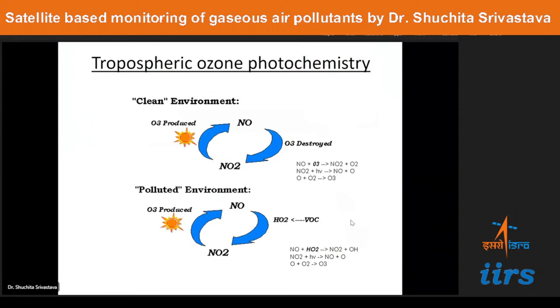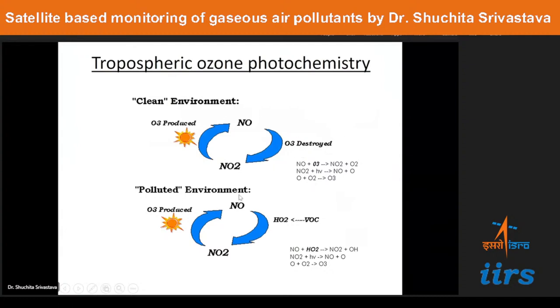Now the ozone problem mainly occurs in a polluted atmosphere. In the clean atmosphere, we have seen these three equations. NO reacts with ozone and produces NO2 and O2. NO2 photodissociates and produces NO and O, and this O reacts with an oxygen molecule to produce ozone. Right? So it is a null cycle, with neither production nor loss of any of these species.